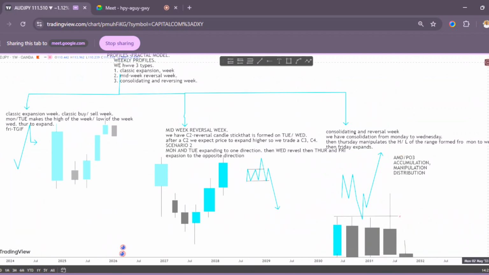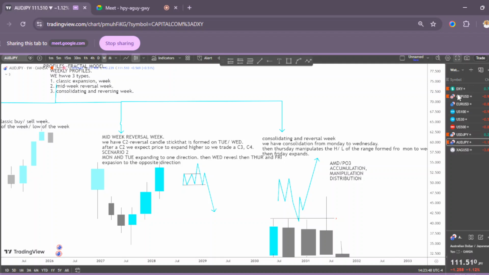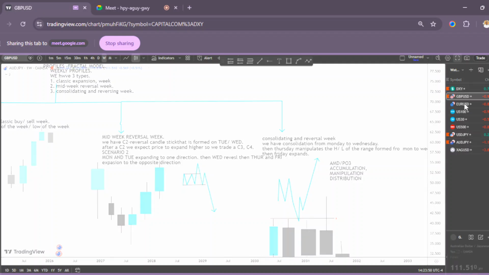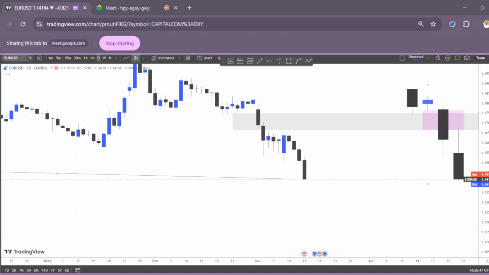Okay, so we can look at an example. For example, in this week that has just passed, we can look at which profile we are getting. So our week began here. This was on Monday, then Tuesday, Wednesday, Thursday, Friday.